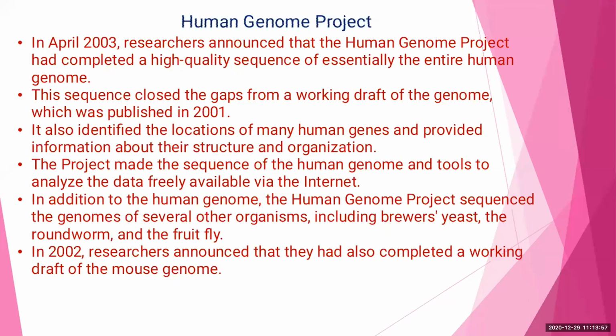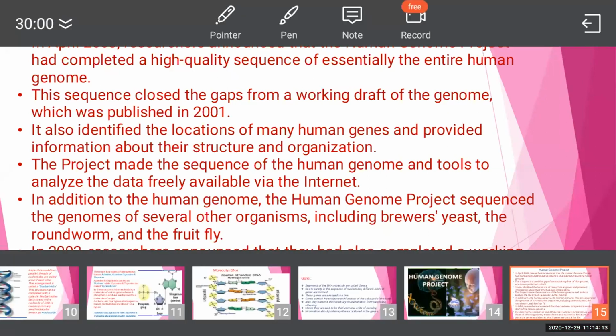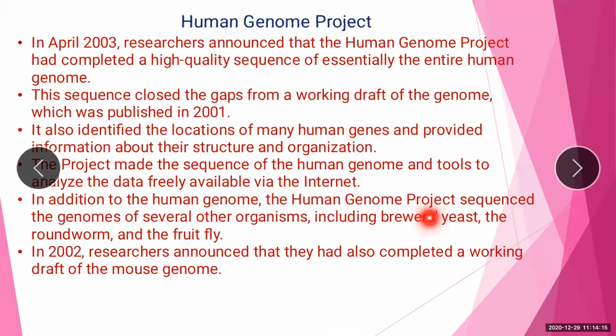Later, scientists discovered the genomic sequence of many organisms. So, after the human genome, they have also found out the sequence of different organisms, including, see here, it is written, including baker's yeast, the roundworm, and the fruit fly, right?